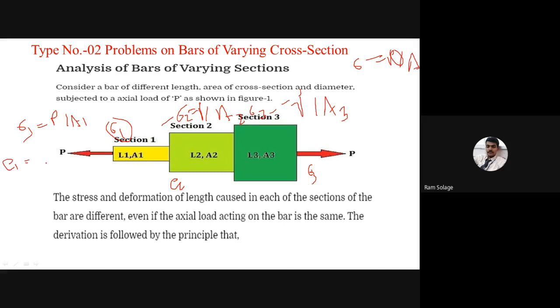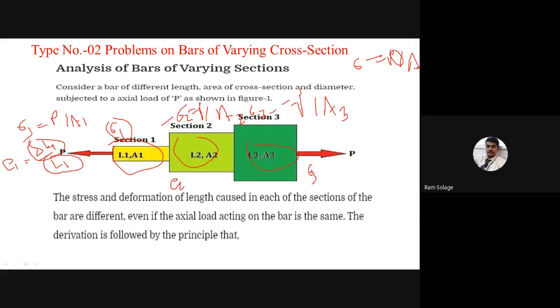The basic formula of strain is the change in length upon original length, or change in dimension to the original dimension. This is section number one, this is section number two, and this is section number three. How to calculate the strain in section number one? That is the basic formula, delta L1 divided by L1. Delta L1 means the change in length of section number one, and L1 is the original length. In this problem, they are giving the original length L1.